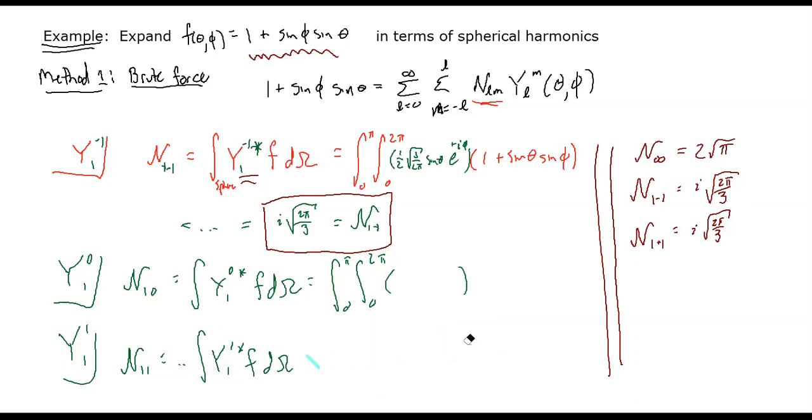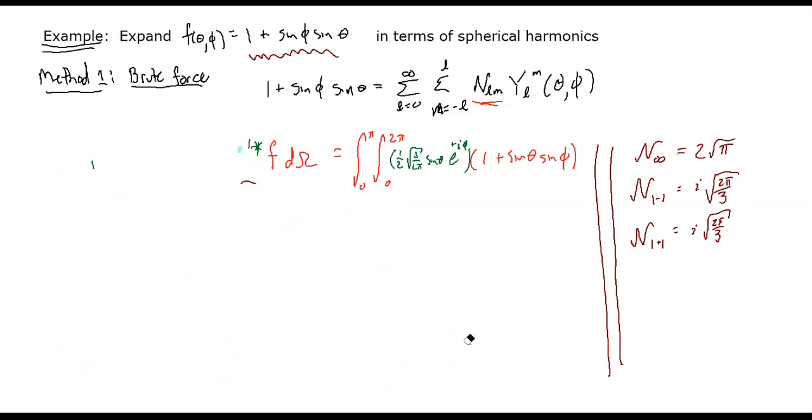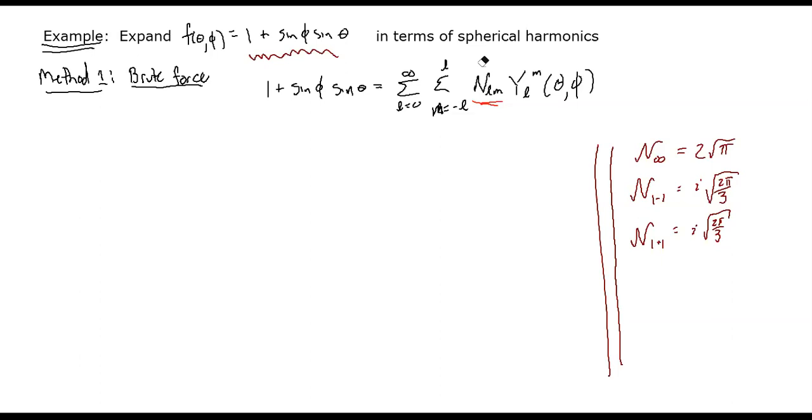And what I really hope to be the case is that this is true. So what this means ultimately is we have our spherical harmonic decomposition. It tells us that f of theta and phi equals n 0, 0 y 0, 0, plus n 1, minus 1 y 1, minus 1, plus n 1, 1 y 1, 1.